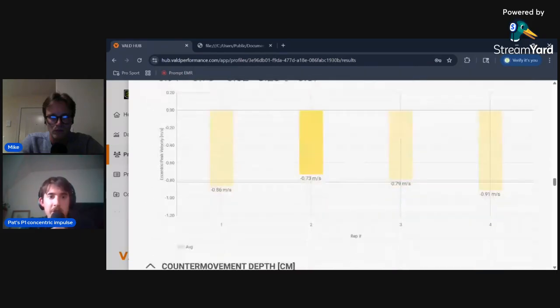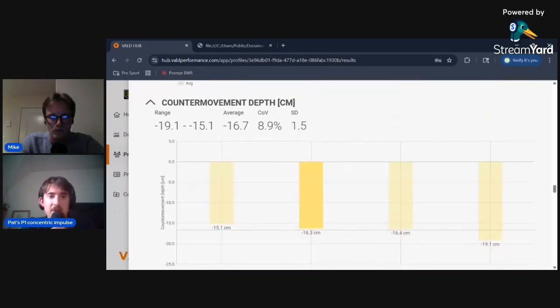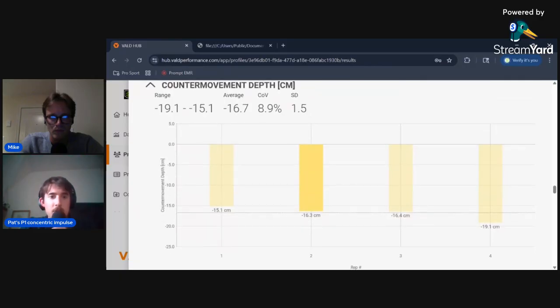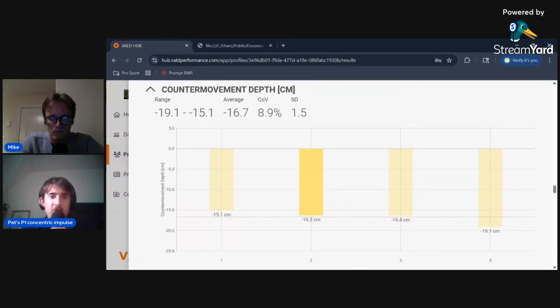So, let's go ahead and scroll down. Counter movement depth. What I look for here is: is her COV less than 10%? This is the arbitrary cutoff from all research, but we're just going to continue with that throughout.